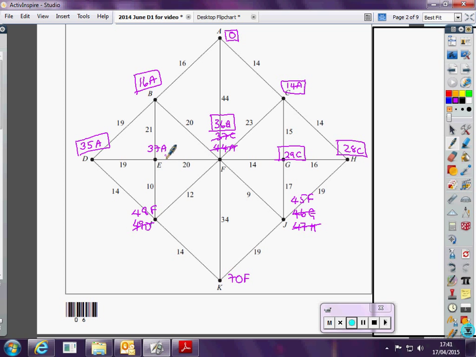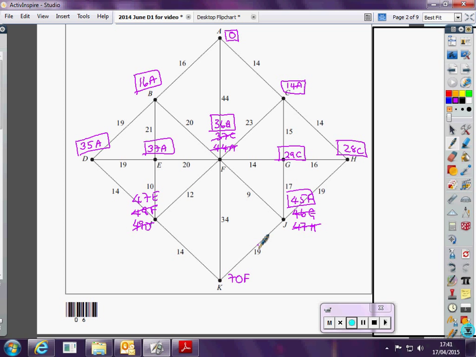Looking at what we've got left, temporary: 37, 45, 70 and 48. I'm going to box 37. 37 this way is done. Up there is done. To the right is done. So we can only go down. So 37 plus 10 is 47 from E, which is smaller than the one from F. We have 45, 47 and 70. I'm going to box 45.